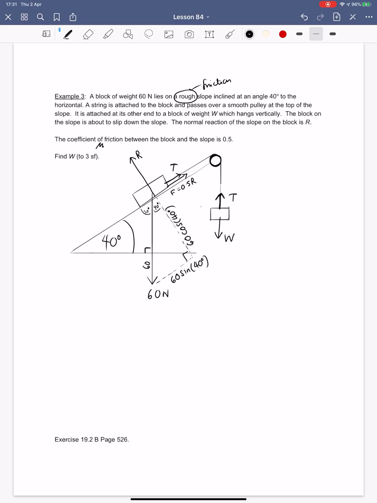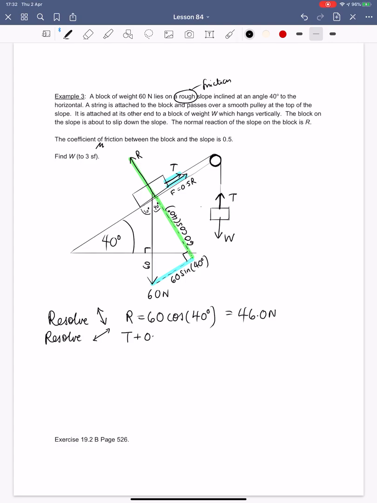So what we do is we resolve perpendicular to the plane and parallel to the plane. Resolving perpendicular to the plane first of all, we've got that R is 60 cos 40 degrees, which is 46.0 newtons. Basically I said that one has to equal that one, because it's not bouncing up and down the plane, it just lies on it. So the next thing we've got to do is resolve parallel to the plane. Let's do a different colour for these. Parallel to the plane, we've got this one, and this one, and this one. So we've got three forces here.